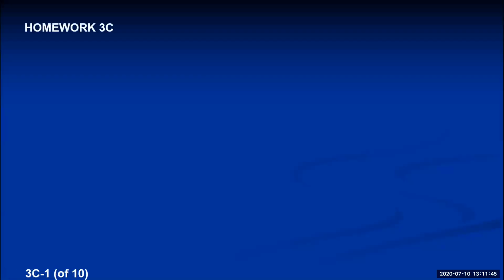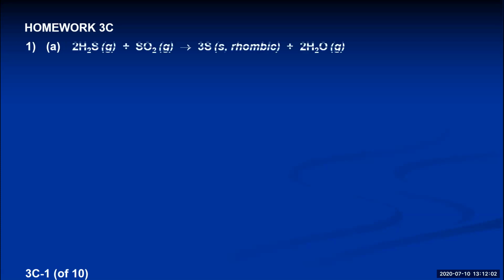These are the answers to homework 3C. Question number 1. For the reaction, 2H2S gas plus SO2 gas is in equilibrium with 3S solid rhombic plus 2H2O gas. A, calculate the delta G naught at 298 Kelvin.